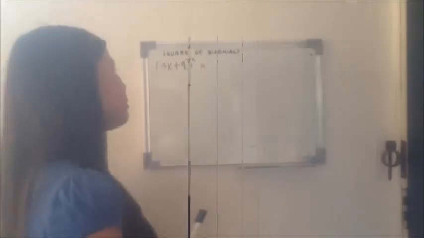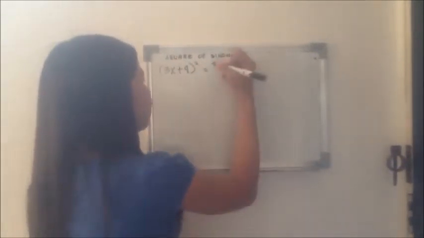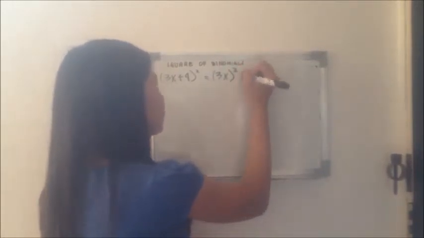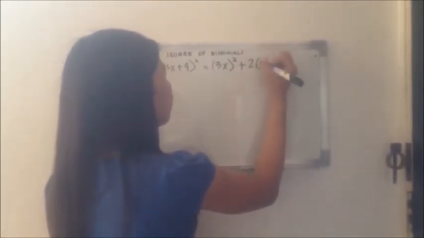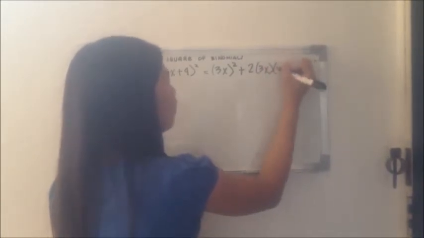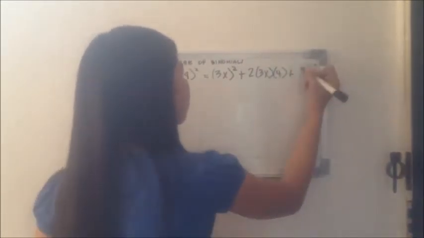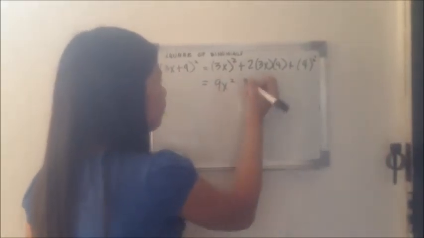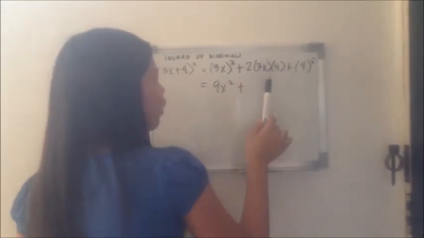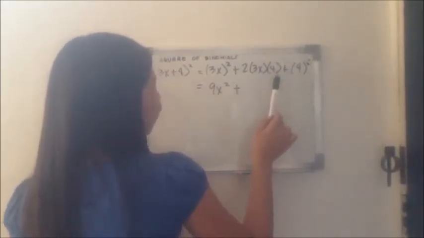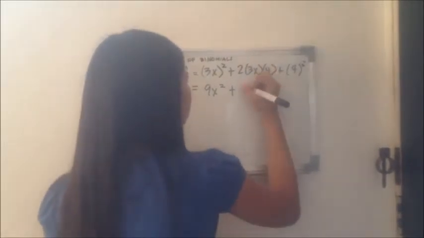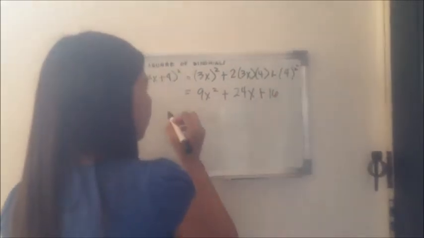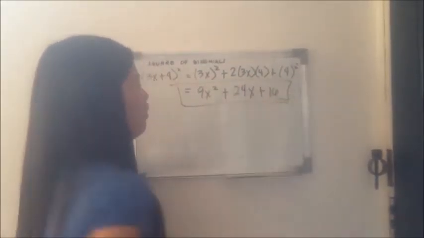For example, 3x plus 4 squared. The square of the first term, 3x squared, plus twice the product of the first term and the last term, plus the square of the last term. So 9x squared, plus the product of 3x and 4 is 12 times 2 is 24x, plus 16. There, this is the point.